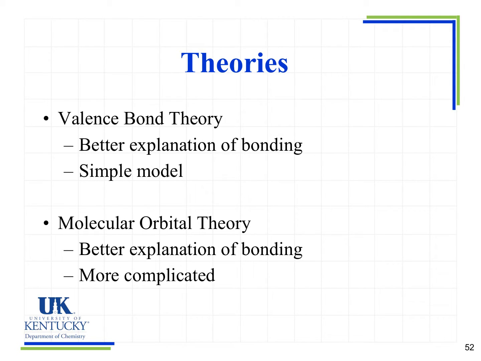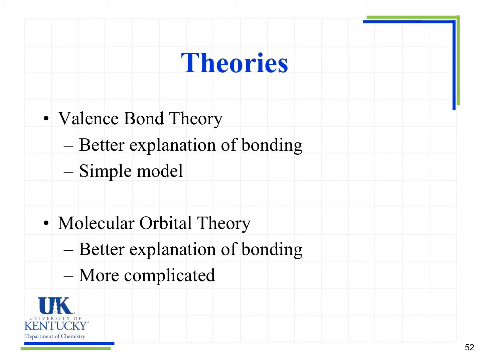So we're going to look at two different models. One is called valence bond theory, the other is called molecular orbital theory. We'll look at valence bond first. It gives a better explanation of bonding than Lewis structures, and it's a relatively simple model compared to MO theory. However, there are some things for which it doesn't fully explain the behavior and properties of a molecule, and then we have to go to MO theory, or molecular orbital theory. It is more complicated, but it's even better than valence bond theory.